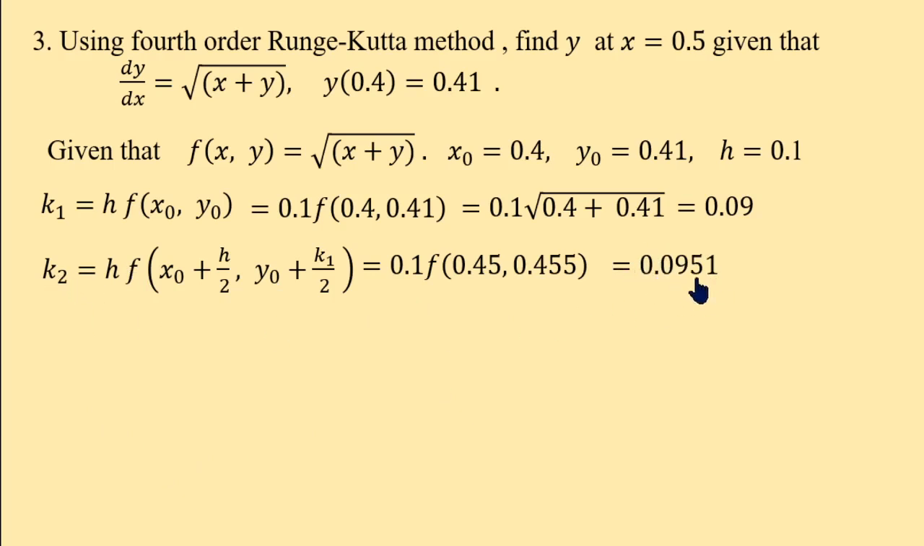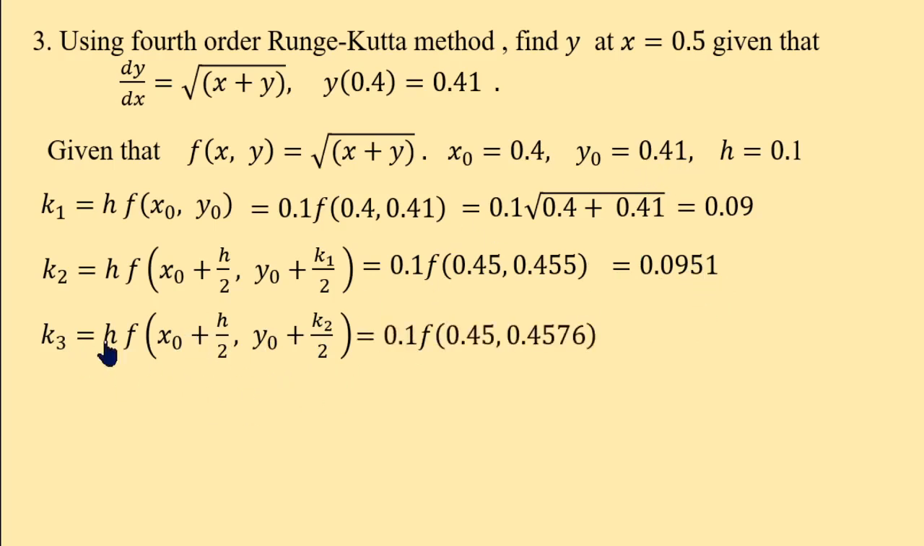Same logic for k3. First divide this by 2 and add y0, that is the y value for k3, h into f of x0 plus h by 2, y0 plus k2 by 2. So this is the last value you calculated. Divide it by 2 and add y0, that is 0.41. And other things are same. h is 0.1, f of x0 plus h by 2 is 0.45 and y0 plus k2 by 2 becomes 0.4575. How to calculate this? 0.1 square root of 0.45 plus 0.4576.